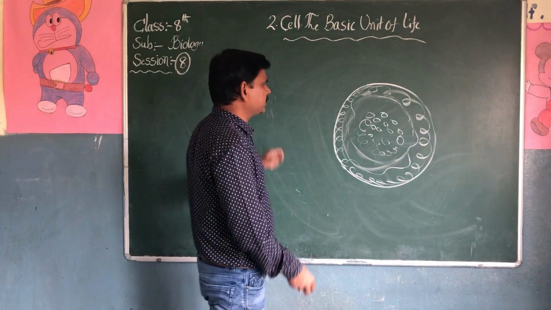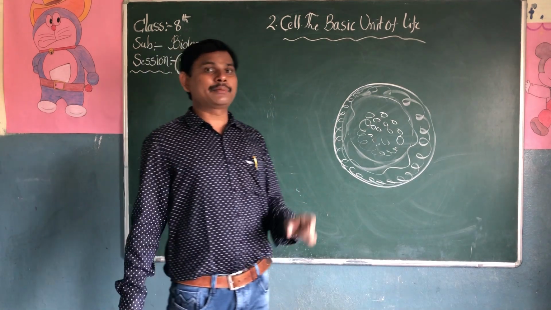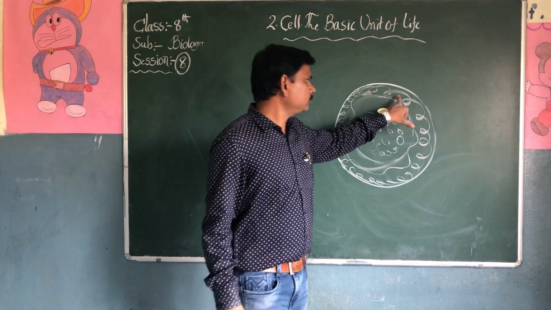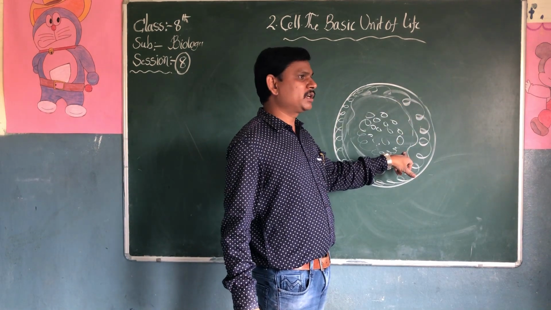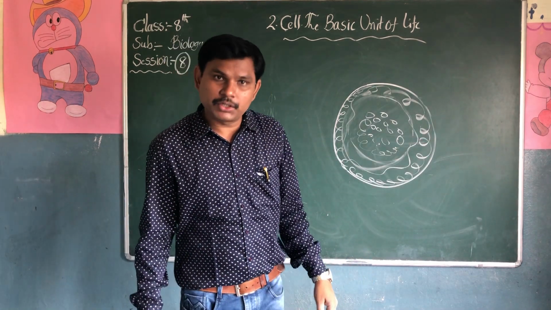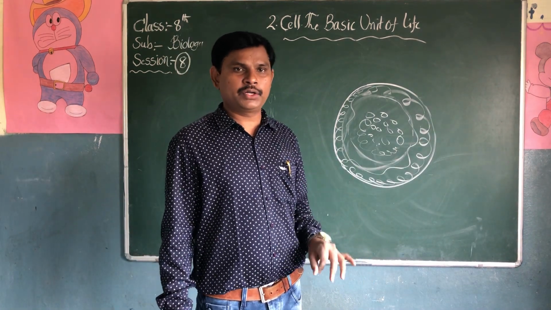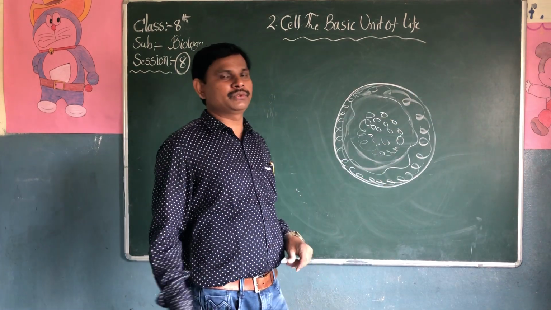So look at these pictures. In this picture there are tissues: meristematic tissue, dermal tissue, vascular tissue, and ground tissue.